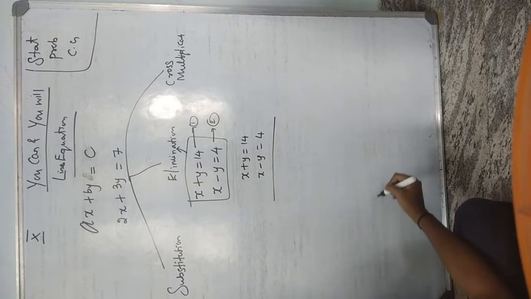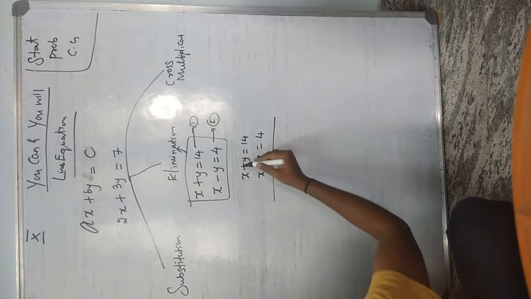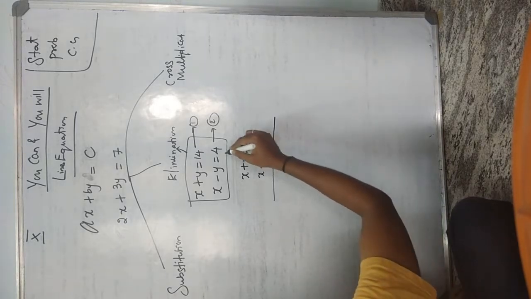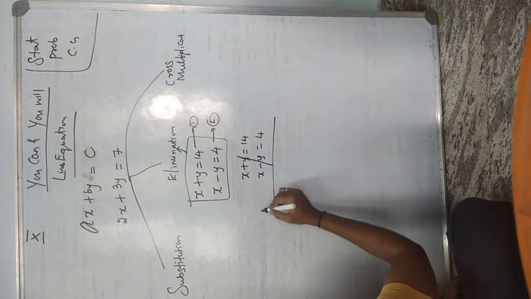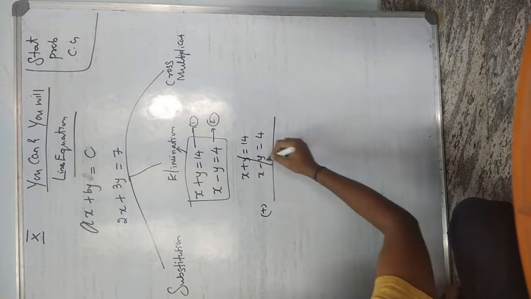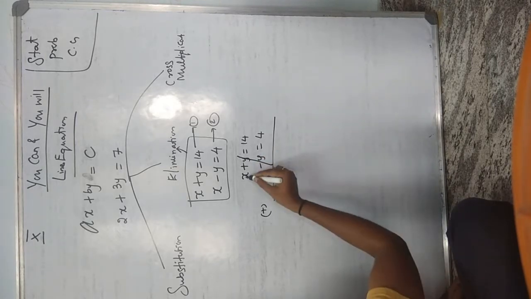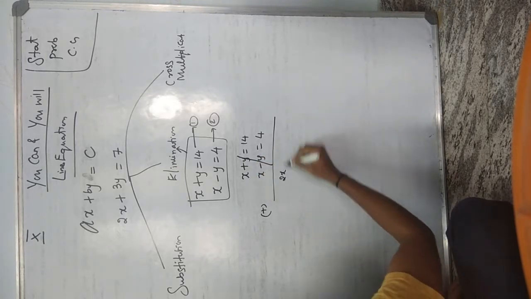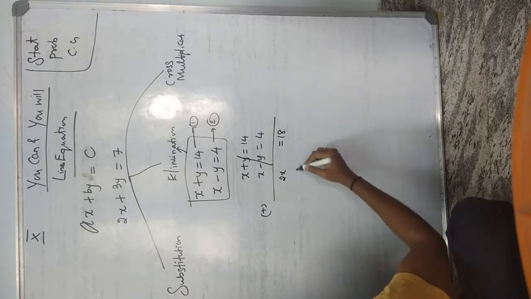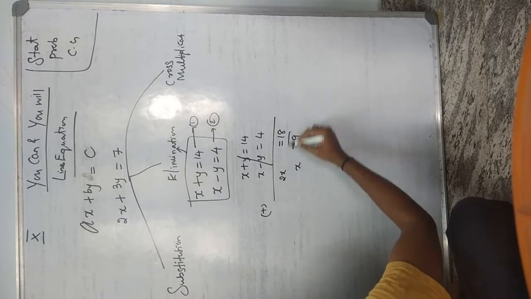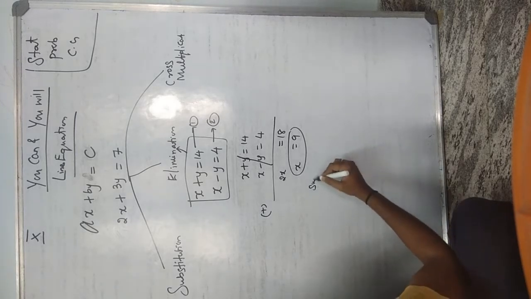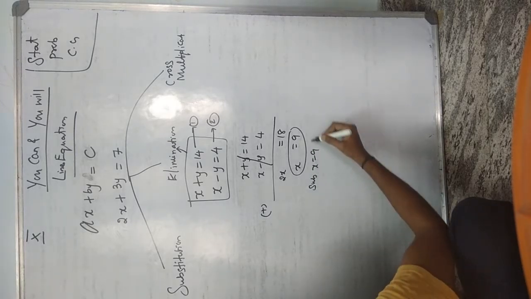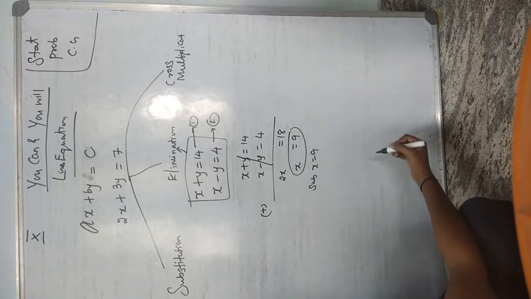Now just add, just check it. Plus y and minus y. If I add directly, they cancel; the y variable vanishes. So x plus x, 2x equal to 18, and x equal to 18 upon 2, which is 9. Next, substitute x equal to 9 in any one equation which you feel is better. In both equations you will get the same answer.